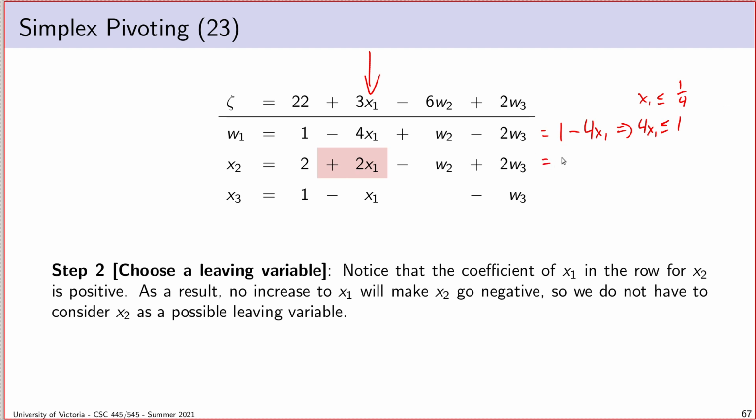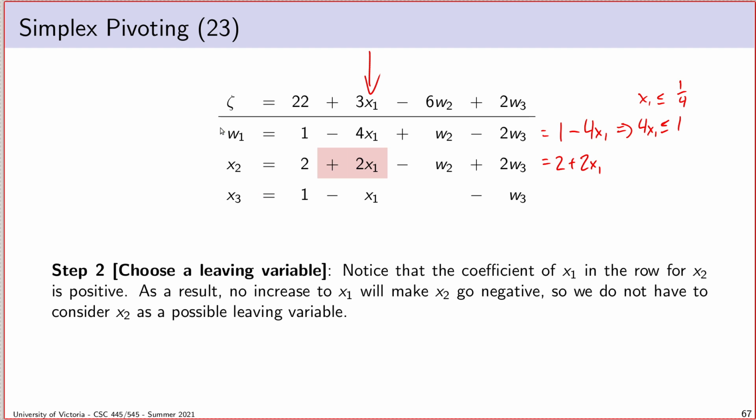Okay, so what's happening in this row here? Well, in this row I'm saying x2 equals 2 plus 2x1. Is there any value I could give x1 that would be problematic? So remember that the reason we're computing these ratios, so the ratio I got here, x1 is less than or equal to 1/4. That's because if x1 was set to anything larger, so for example, if I set x1 to be the value 2, then 1 minus 4x1 would be 1 minus 8, which is negative 7. And then w1 would be negative. And I'm not allowed to make w1 negative. The reason I'm computing these ratios is to make sure that I don't make any of these variables go negative.